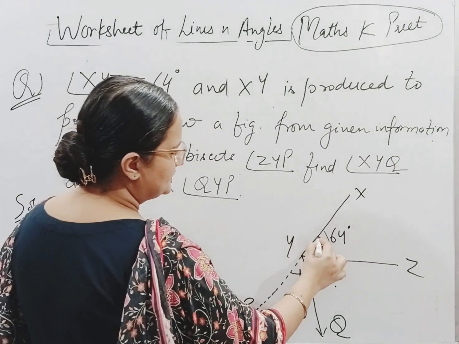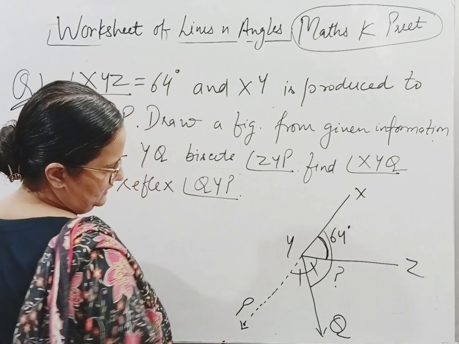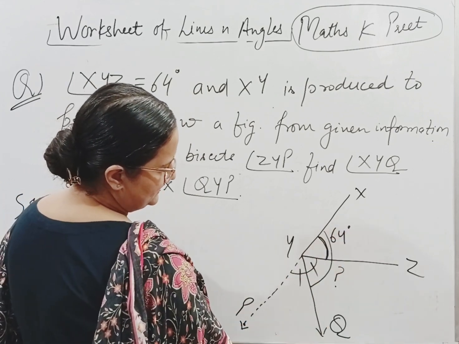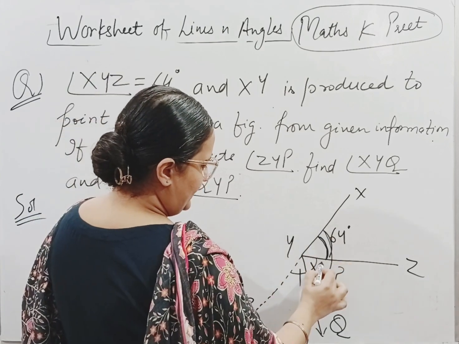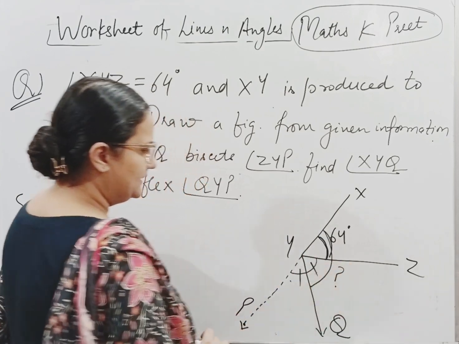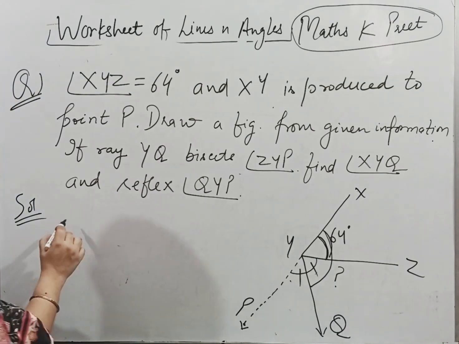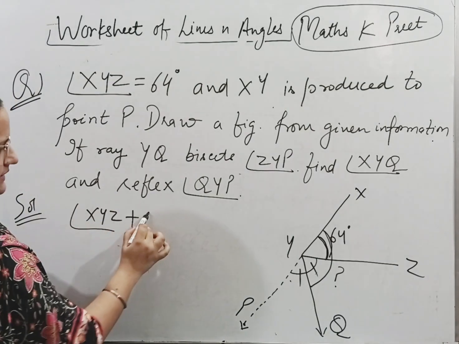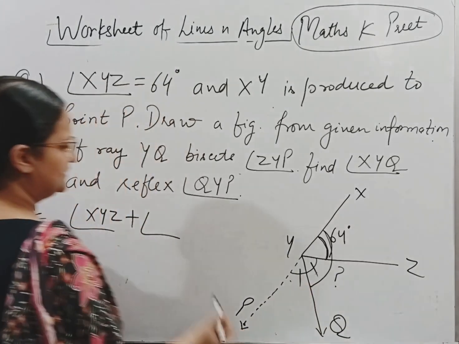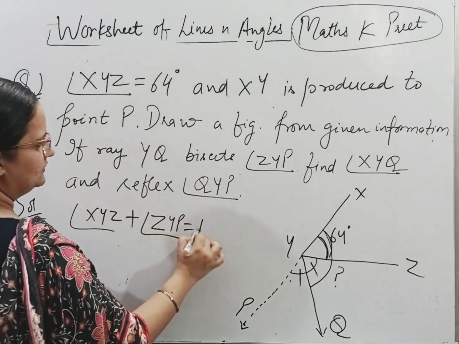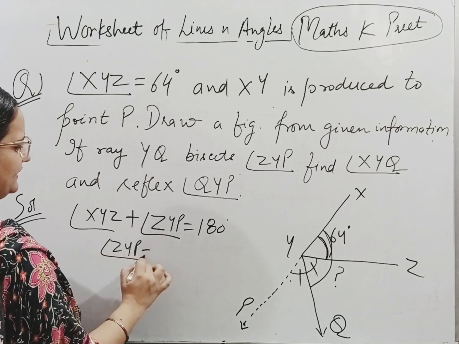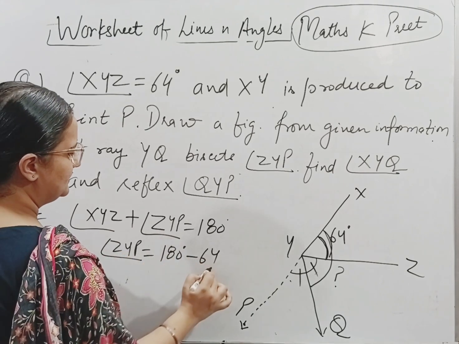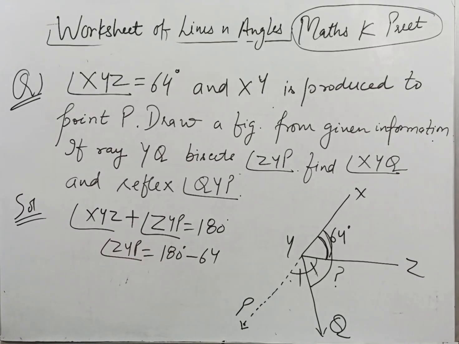So this angle is 64 degrees. This is a straight line. Now YQ is acting as a ray. So we know that this angle is 64 and this whole angle will make 180 degrees if we sum these two angles, meaning XYZ plus this angle ZYP. This is 180 degrees. Fine. From here XYZ we know, so we can calculate ZYP: 180 degrees minus 64. So this angle will be of measurement 116.